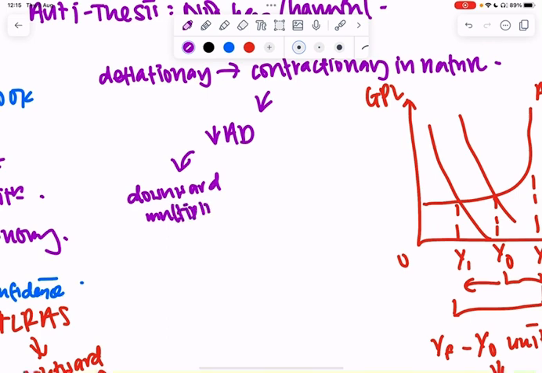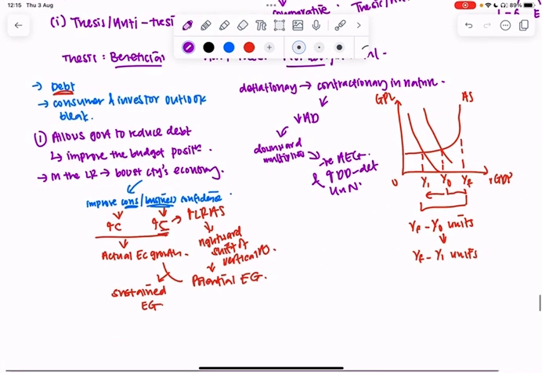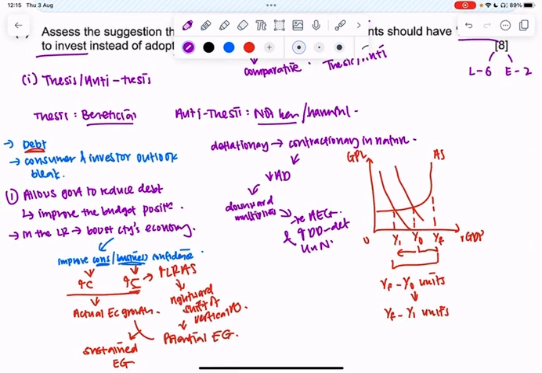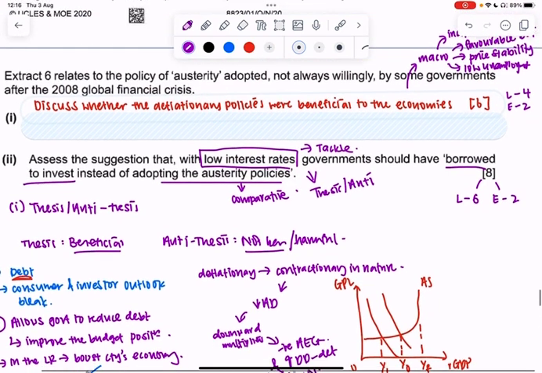This will lead to negative actual economic growth and an increase in demand-deficient unemployment. And so you see how we always link our economic issues back to a few of the macro goals. That way we know that we are always dealing with what the question wants.